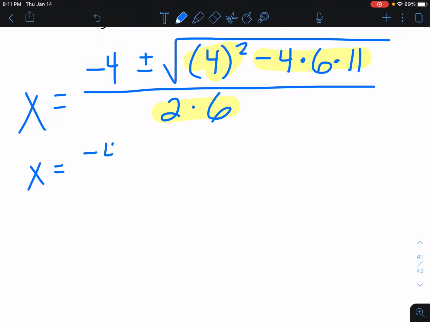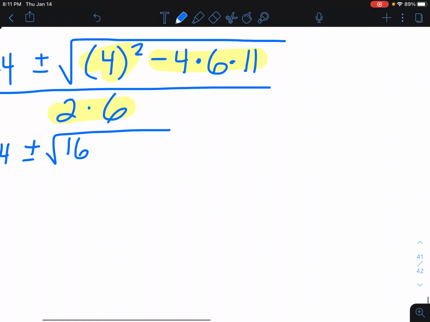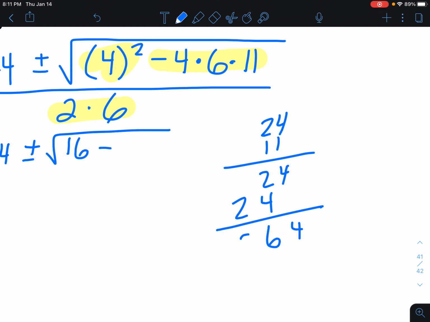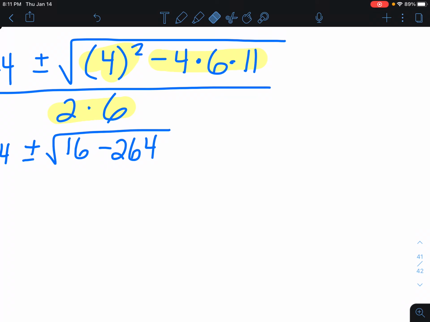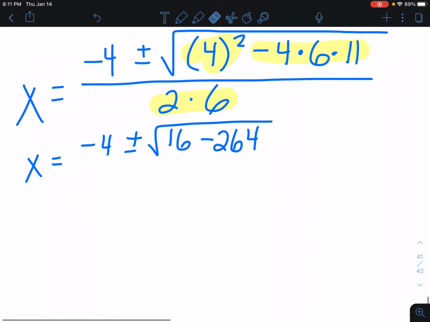So let's bring down our negative 4 plus minus square root of 4 squared is 16. Whatever that b squared term is, it's always going to be positive. Remember, whenever you square a number, it's positive. Followed by negative, I don't have a calculator on me, so 4 times 6 is 24 times 11 is 264. And on the denominator, 2 times 6, 12.